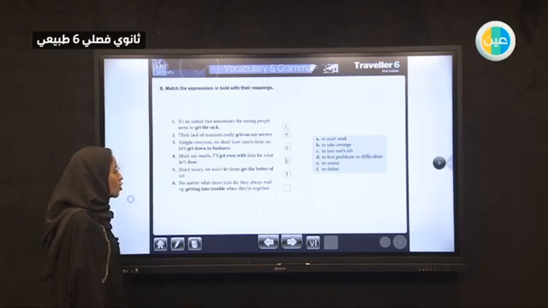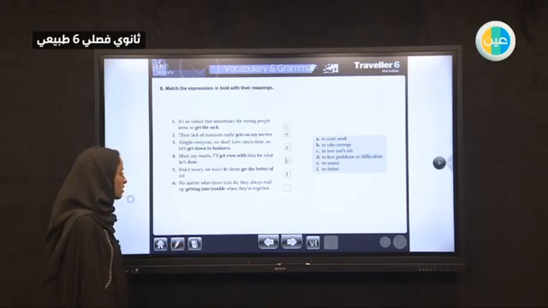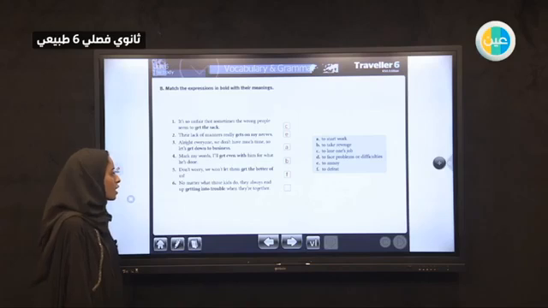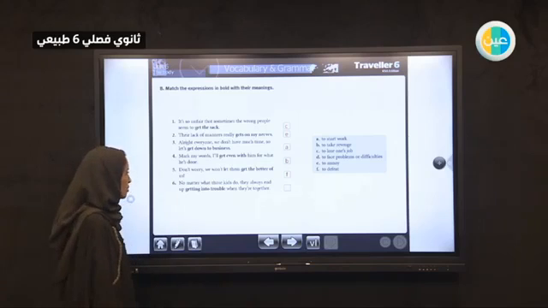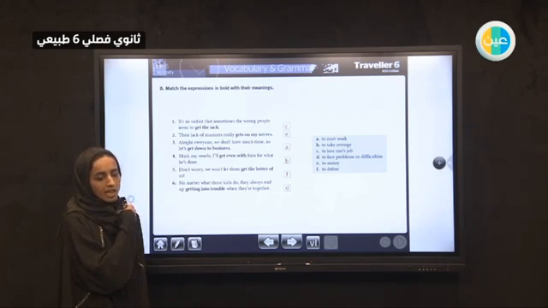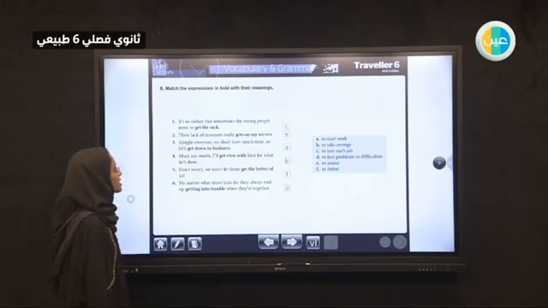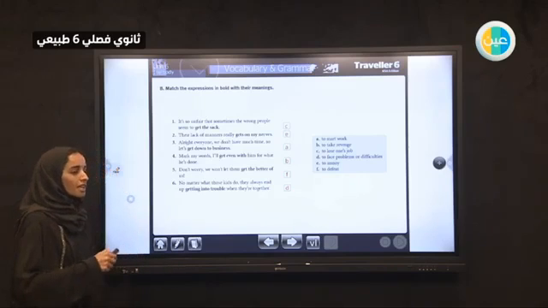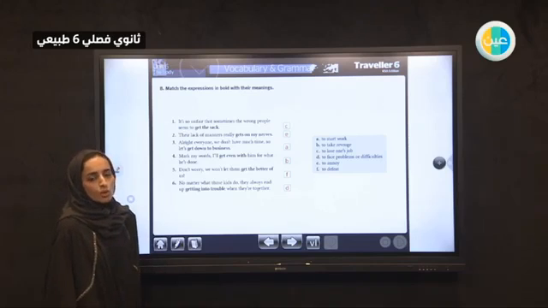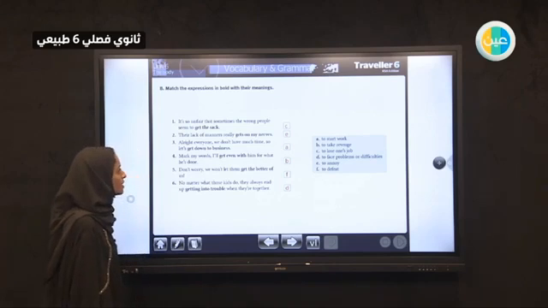Number 6: "No matter what those kids do, they always end up getting into trouble." What is the meaning of trouble? Difficulties and problems when they are together. Getting into trouble is to face problems. Whatever they do, they are unlucky and they get into trouble. Okay, this is the idea of expressions. It's a good idea to use expressions so you will sound much more like a native speaker. Let's go ahead to the other part.